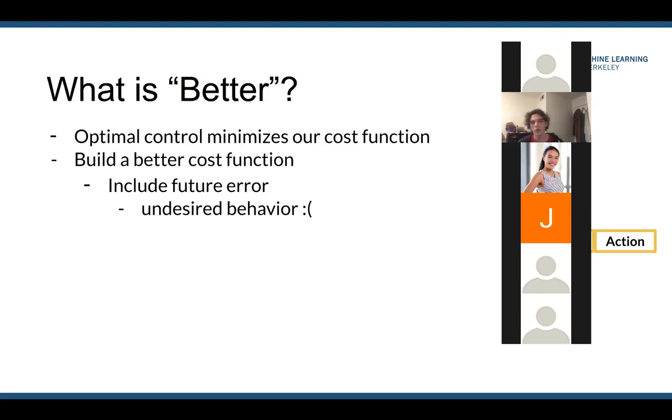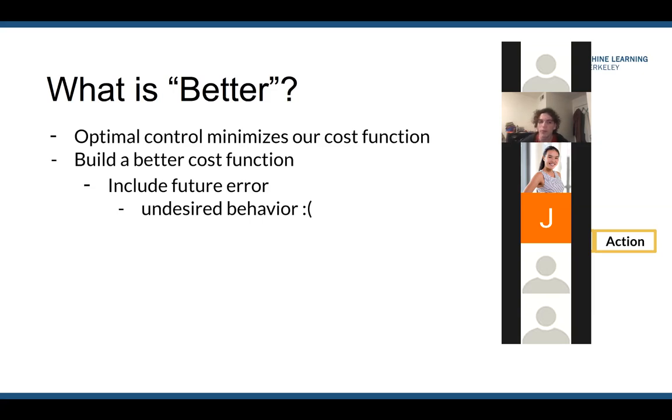So how can we encode that? We need our cost function to not just incorporate the difference between our state and our goal. We need to incorporate something else. And what could that be? The goal here doesn't actually determine our entire cost function, where we want to be. We also care about how we get there.